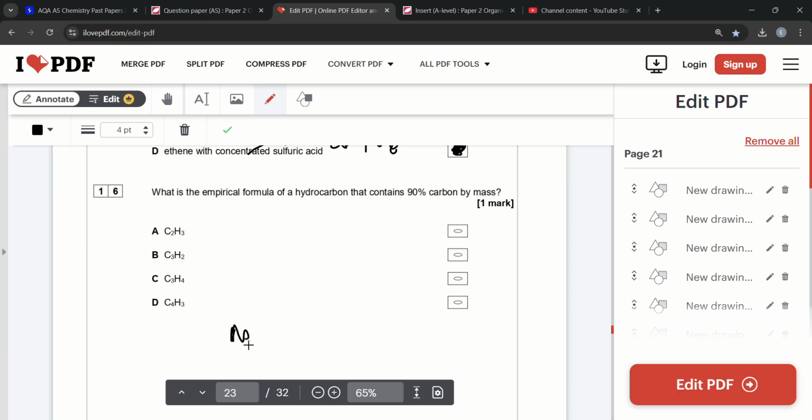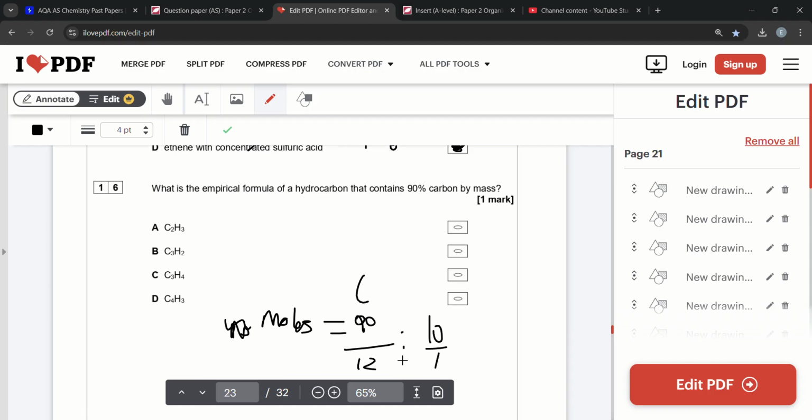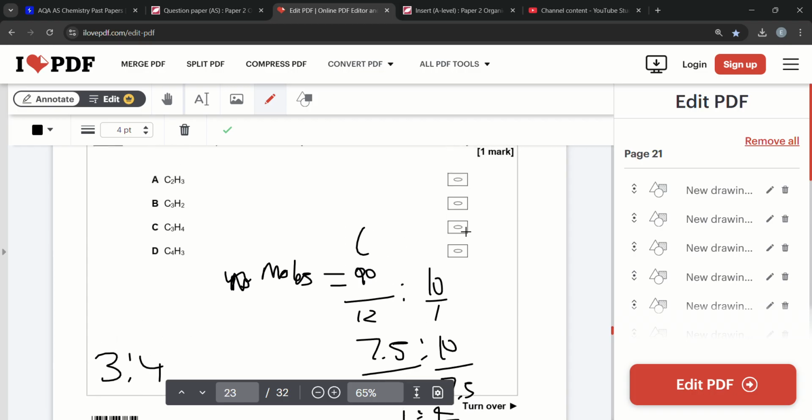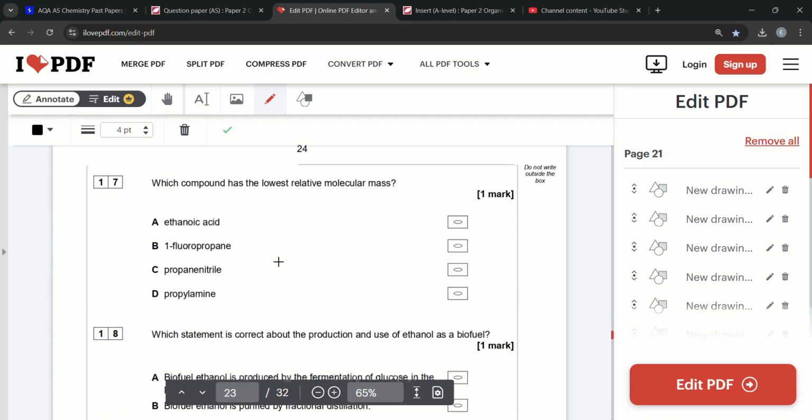What's the empirical formula of a hydrocarbon that contains this much carbon by mass? We're going to find out the moles, which is 90 divided by 12 for carbon, and the moles of hydrogen. If it's 90% carbon, there must be 10% hydrogen. That gives me 90 divided by 12, 7.5, to 10, divided by the smallest molar ratio. Get 1 to 4 over 3, times by 3, that's 3 to 4. C3H4, there we go.